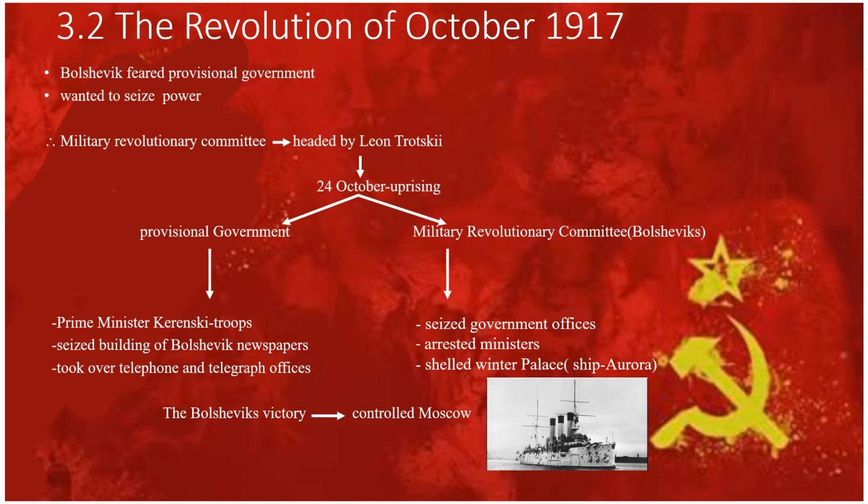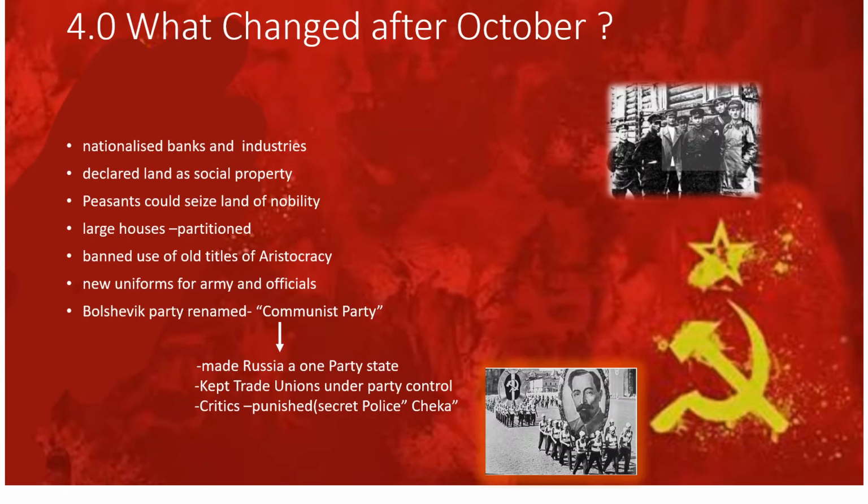They sent a ship named Aurora which shelled the Winter Palace. Shelled means attacked. Thus, the Bolsheviks won the revolution in the month of October. They controlled Moscow, which is the capital city of Russia. Let us see what changed in Russia after the October Revolution.